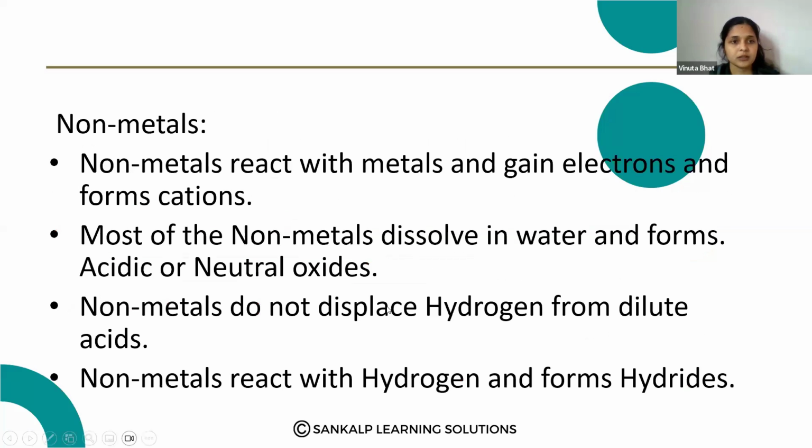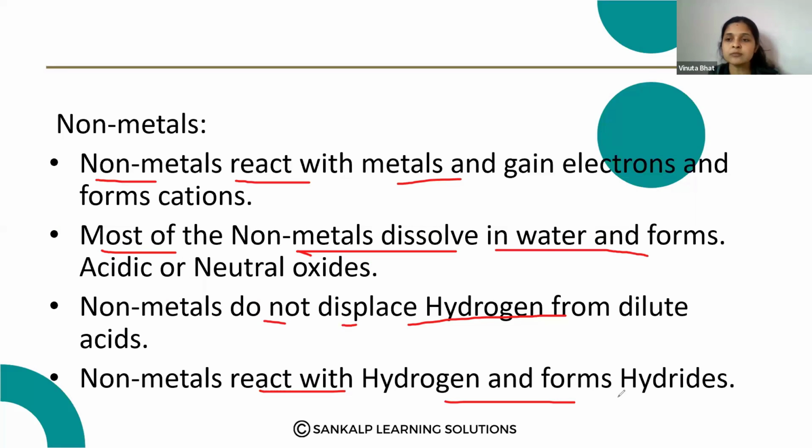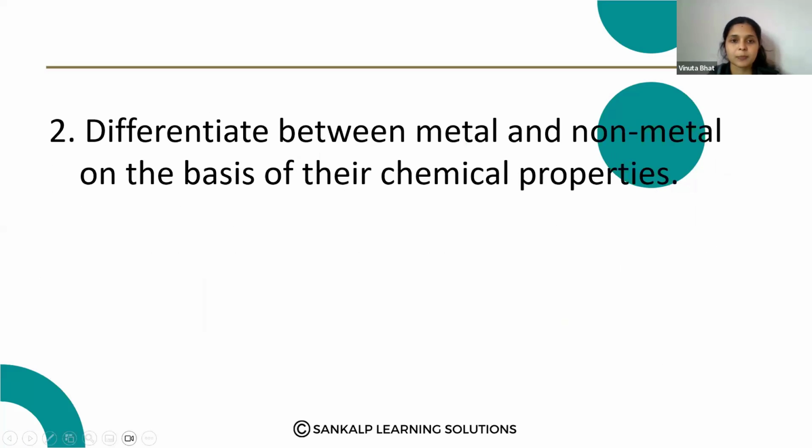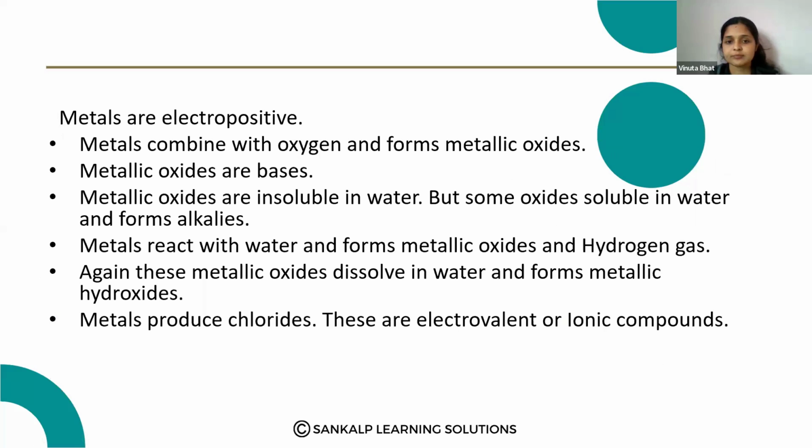Then what about the non-metals? Non-metals react with metals and gain electrons and form anions. Most of the non-metal oxides dissolve in water and form acidic or neutral oxides. Non-metals do not displace hydrogen from dilute acids, and these non-metals react with hydrogen and form hydrides. So these are some chemical properties of metals and non-metals.